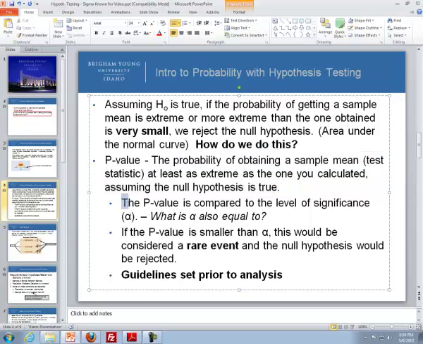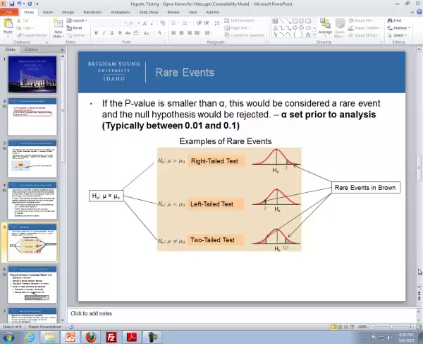So the p-value is compared to the level of significance. What's the level of significance also equal to? Well, the level of significance, or alpha, is also equal to the probability of committing a type 1 error. So if we get a p-value less than the probability of committing a type 1 error, then we're going to reject the null hypothesis. If the p-value is smaller than alpha, this would be considered a rare event, and the null hypothesis would be rejected. One more note here: the guidelines must be set prior to the analysis, meaning we need to set our level of significance ahead of time, before we do our analysis and compare a p-value to the level of significance. Here are examples of rare or unusual events.